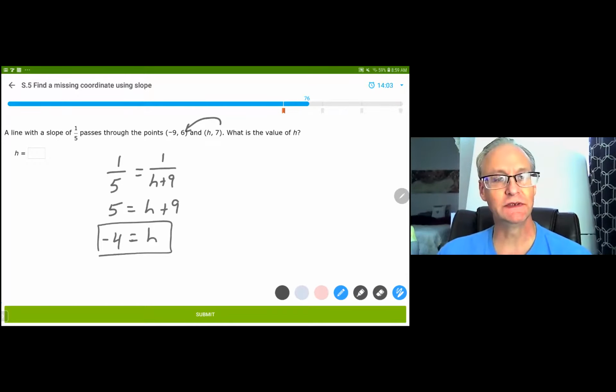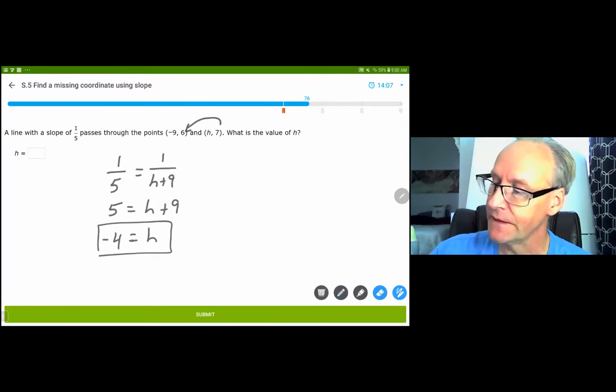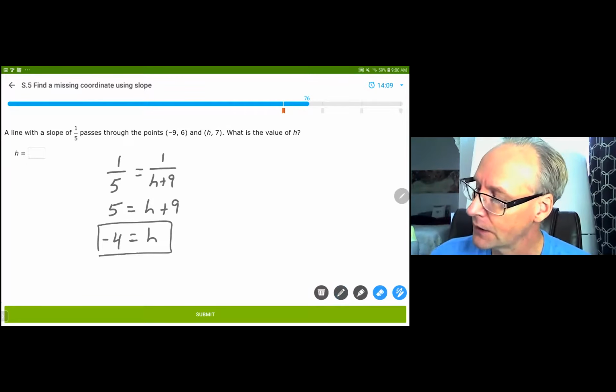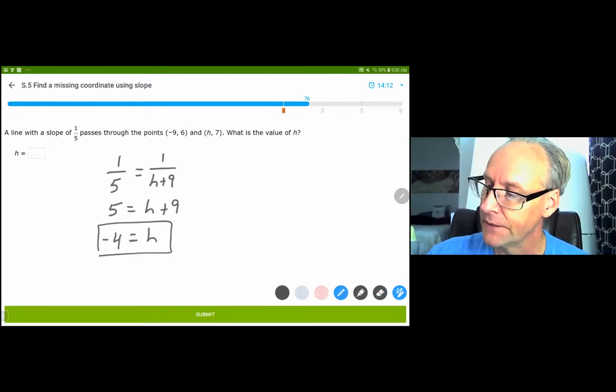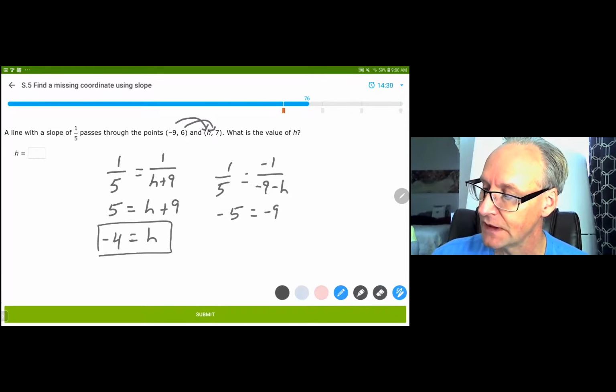Just in case you did happen to go the other direction, I just want to show you that it doesn't really matter. I'll do it really quick, I promise. That's 6 minus 7. I'm going to do the 1/5 is equal to 6 minus 7 is -1, and -9 minus h. I'm going to cross multiply. I'm going to get -5 is equal to -9 minus h.